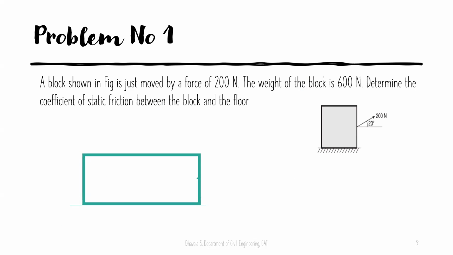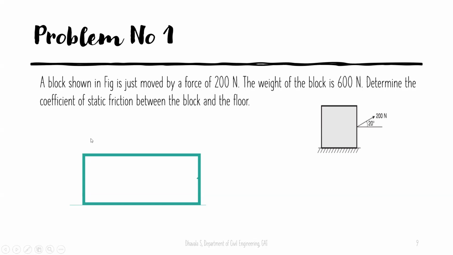Here is a simple problem in friction, wherein a block shown in the figure is just moved by a force of 200 Newton. The weight of the block is 600 Newton. Determine the coefficient of static friction between the block and the floor. If you look at this sketch, it is clear that the box is being pulled from left towards right. As per the definition of friction, the friction will be in the opposite direction to the movement of the object and parallel to the contact surface. So it has to act from right towards left.